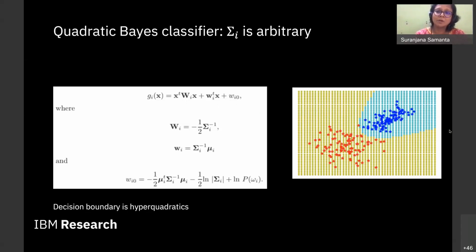But then the number of parameters to be estimated here is the maximum. If we are considering a d-dimensional space, with k the number of classes, it is k into d cross d plus k into d, where k d comes from the mean. There will be d parameters for the mean, and for each class it will be kd. So quite a huge number of parameters needs to be calculated for this particular Bayesian classifier.